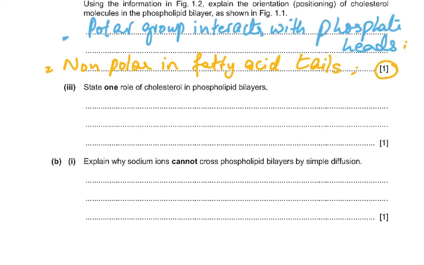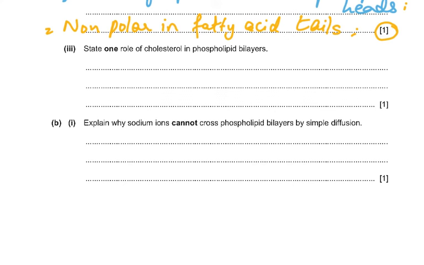Then it says state one role of cholesterol in the phospholipid bilayer. Now this is very simple. Maintains fluidity, regulates fluidity, maintains or regulates the stability of the membrane. Either you said fluidity, or you said stability of the membrane, or you said prevents the entry of polar substances or ions. You could have said without the cholesterol, membranes would easily rupture. And of course, it reduces the lateral movement of the phospholipids.